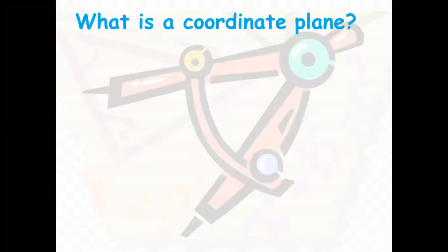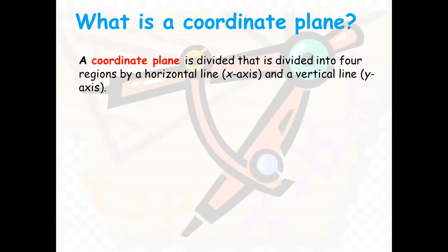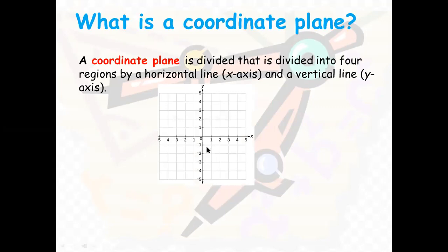But before we start with the midpoint and the distance formula, first let's start from what is a coordinate plane. Now a coordinate plane is divided into four regions by a horizontal line which is called the x-axis and a vertical line which is called the y-axis. So this is how a coordinate plane looks like. A coordinate plane has four quadrants. Each of them are called quadrants. This is quadrant 1, quadrant 2, quadrant 3 and quadrant 4.